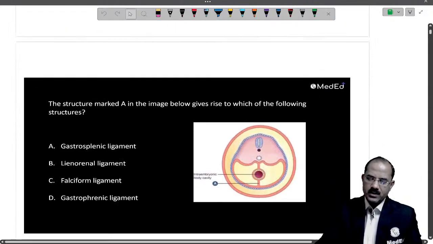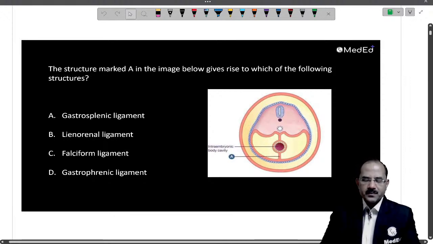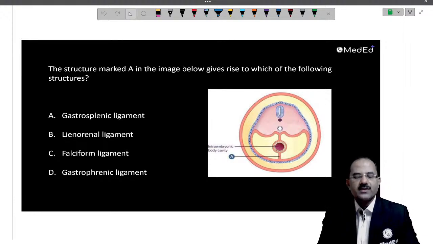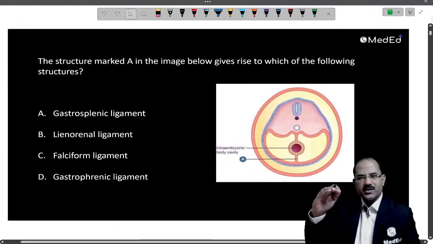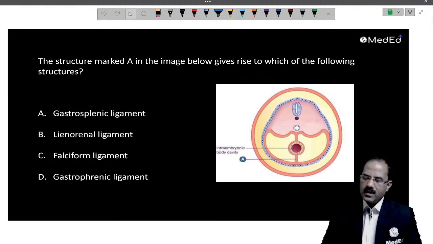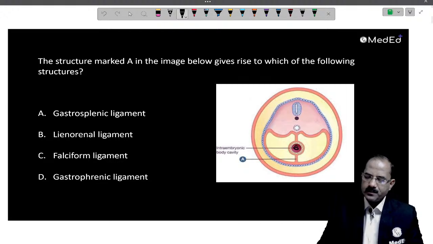Starting with the first MCQ, students. Have a look at this. The structure marked E in the image given below gives rise to which of the following structures? So what do you think this is, students? This is a section taken from the abdominal cavity, an embryonic section. So that's the stomach.